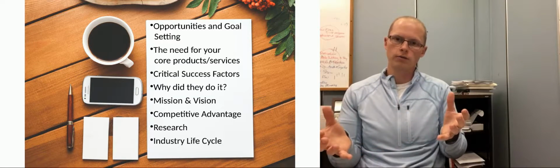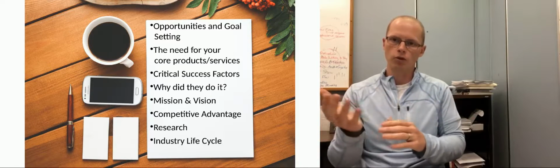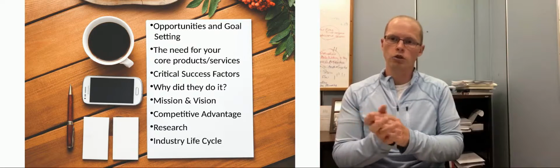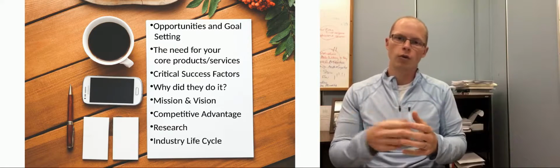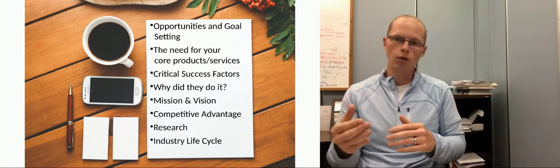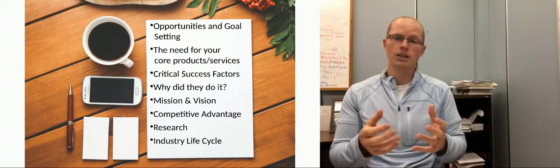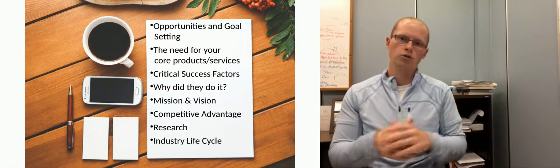So the learning objectives for this unit, you can see right there on the screen: opportunities, goal setting, more importantly, the need for your core products and services, and so we'll be talking about competitive advantage with that. We'll look at the critical success factors that you are outlining for yourself, why did they do it, looking at an existing business plan, your mission and vision, competitive advantage, research, and then the industry life cycle.